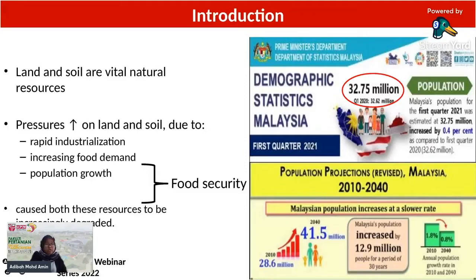Land and soil are vital natural resources, for they greatly affect how most of our food is produced. But growing pressures on land and soil due to rapid industrialization, the increasing food demand and population growth have caused both of these resources to be increasingly degraded.